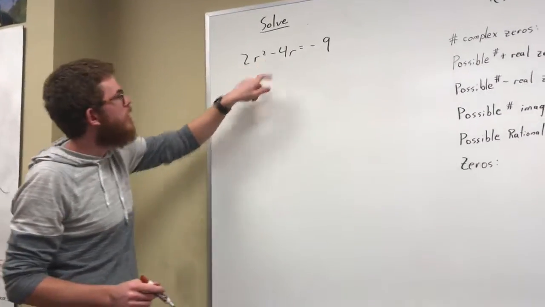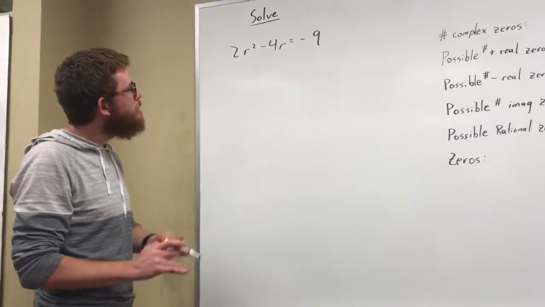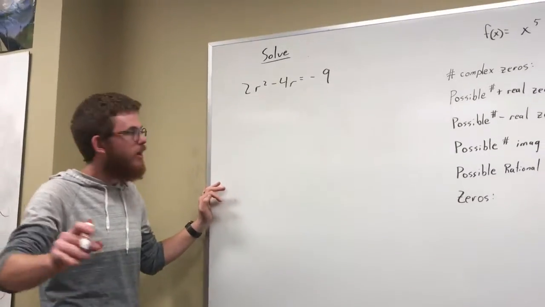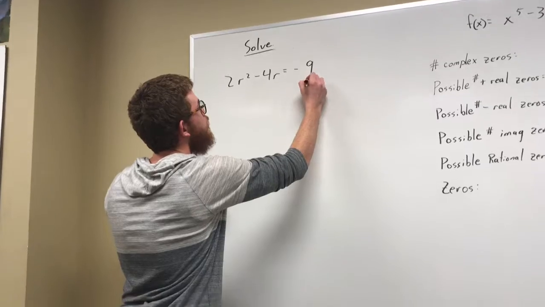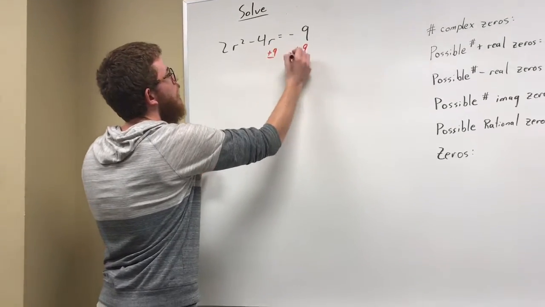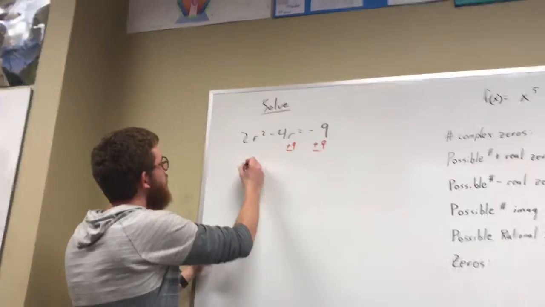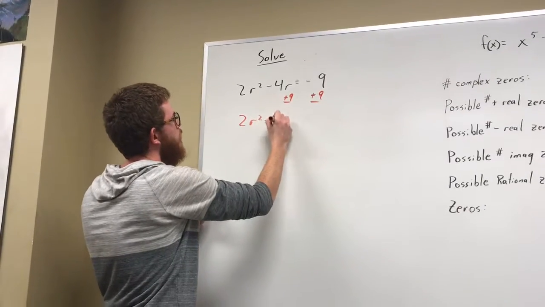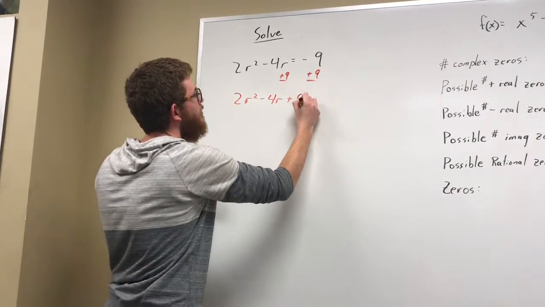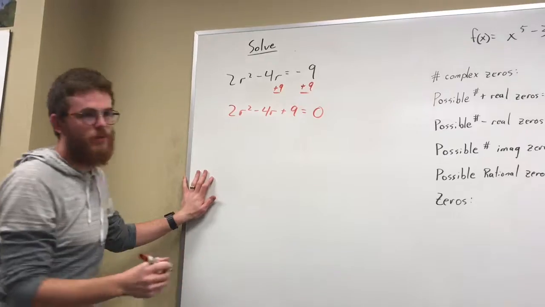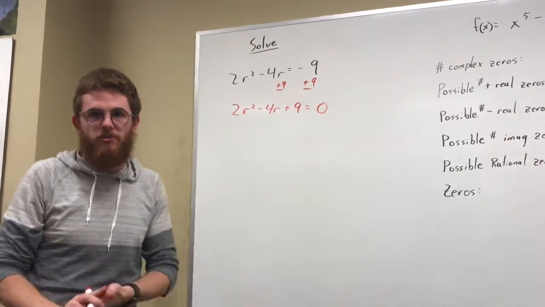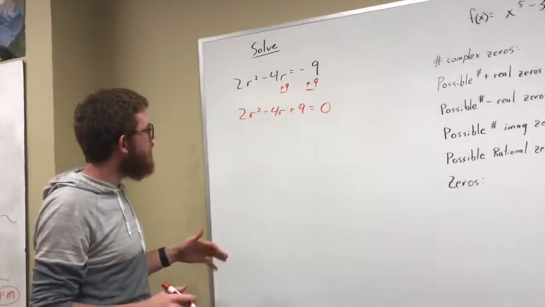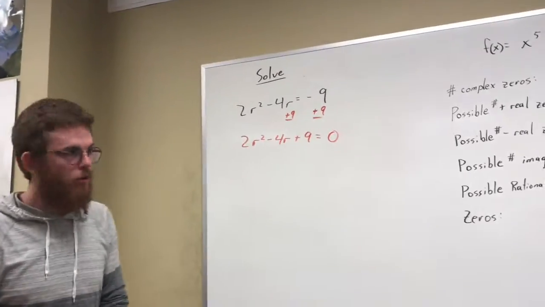All right, we want to solve this. This is a quadratic because we have that degree 2. Now, whenever we want to solve any kind of polynomial, we want it to be equal to 0. So I'm going to add 9 to both sides. So we have 2r squared minus 4r plus 9 equals 0. Now, if a quadratic's factorable, that will save you a lot of time. I don't think this one is. So I'm going to use the quadratic formula.